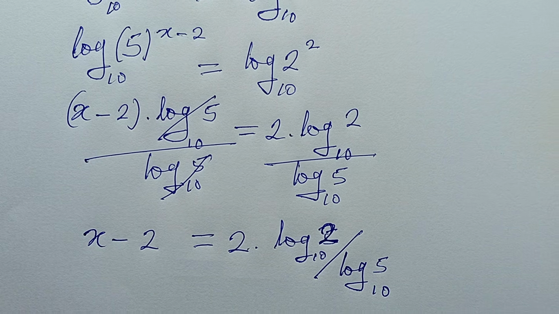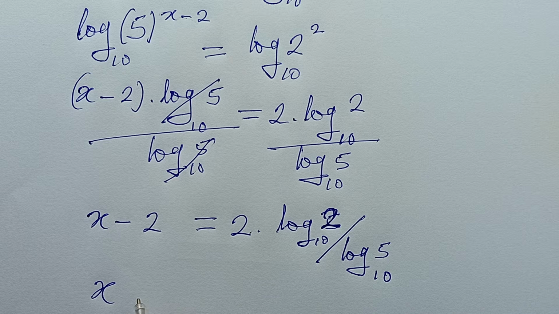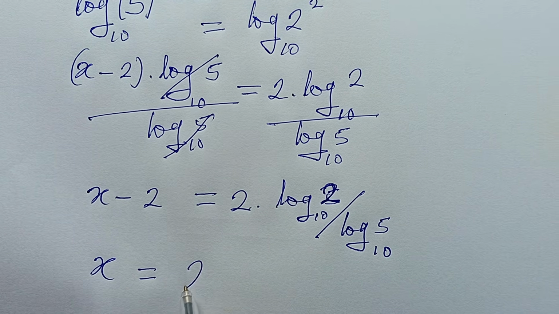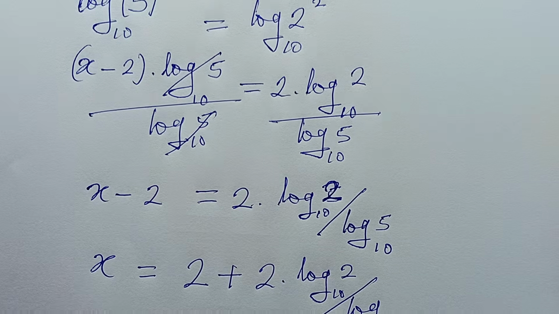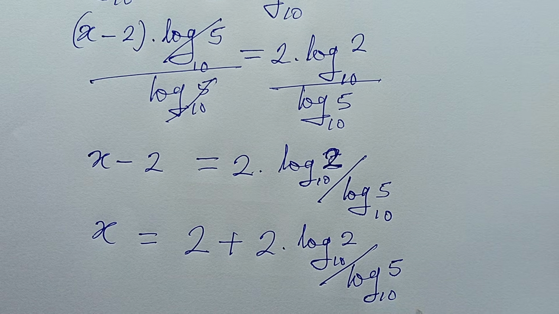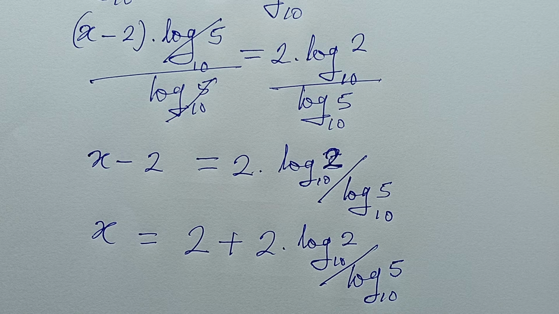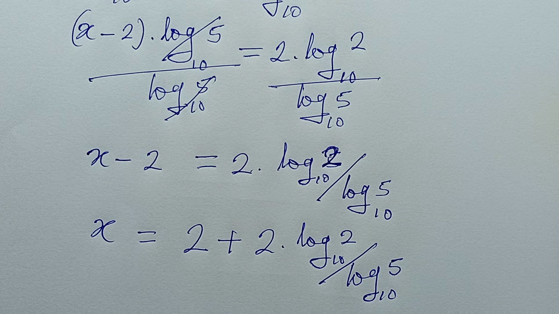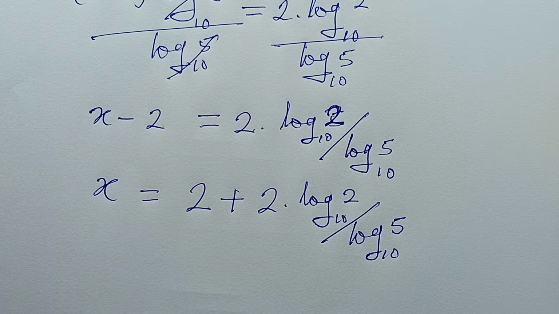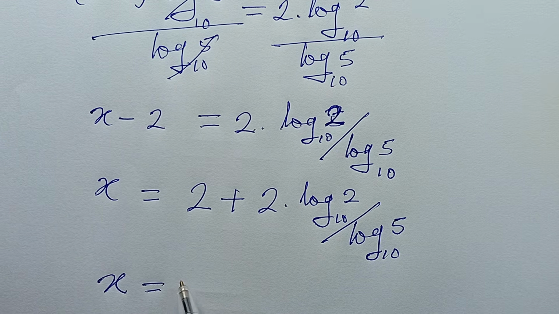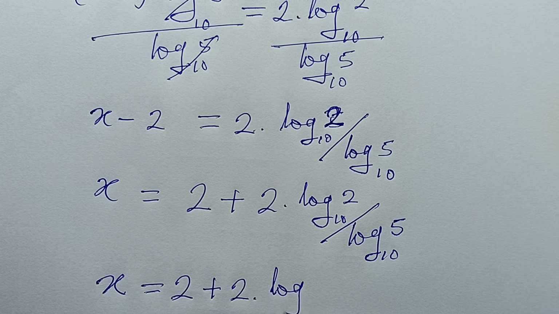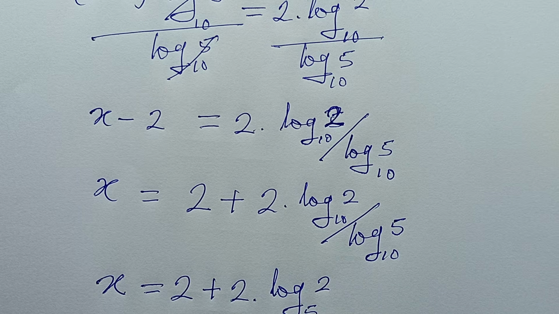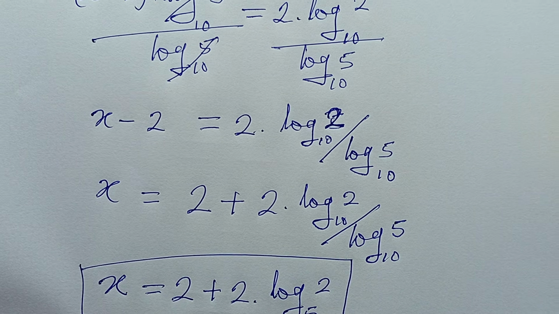So at this point, what we do here, we move this 2 to this side of the equation. So if we do that, this is going to give us x will now be equal to 2 plus 2 times the log of 2 base 10 all over the log of 5 base 10. Simple. Now I can rewrite this, apply what is called the change of base law. Okay, so if I apply that, it's going to give us x will now be equal to 2 plus 2 times the log of 2 base 5. This is another way of expressing this answer.